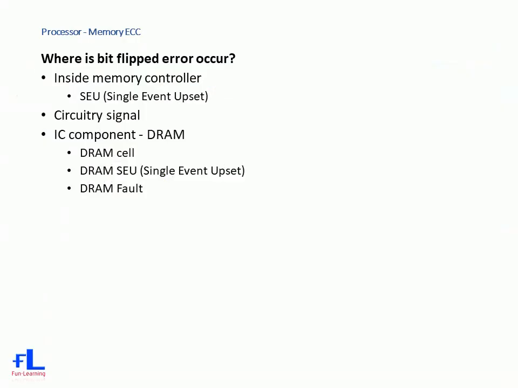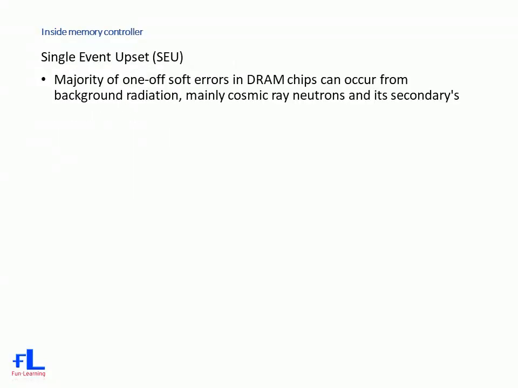In the last section, we share the science facts of where bit flipped errors occur, and what causes them. Research has shown that the majority of one-off soft errors in DRAM chips can occur from background radiation, mainly cosmic rays and their secondaries.